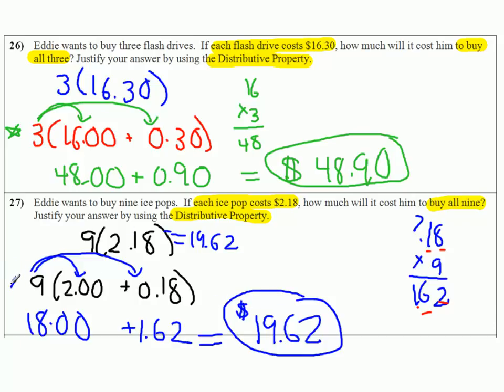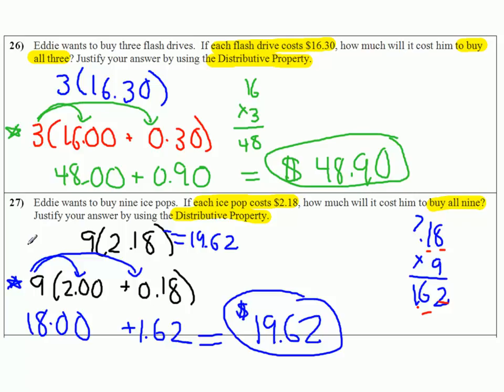But this is what we want to see. We want to see you showing the distributive property. And really, breaking $2.18 up however you want to do it is fine with us. You can break it up into $2.10 and 8 cents here. But this, I think, is the easiest way to do it.